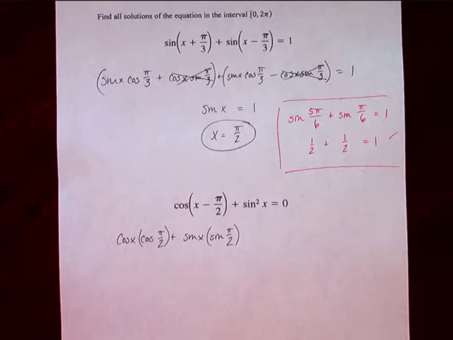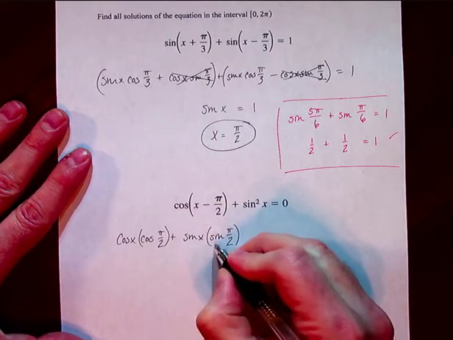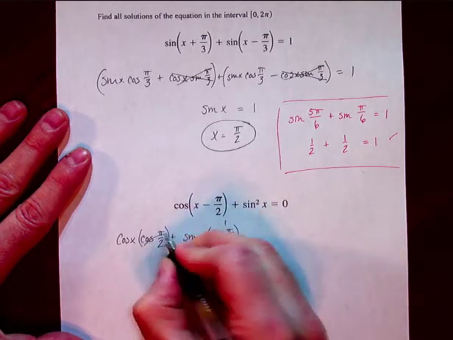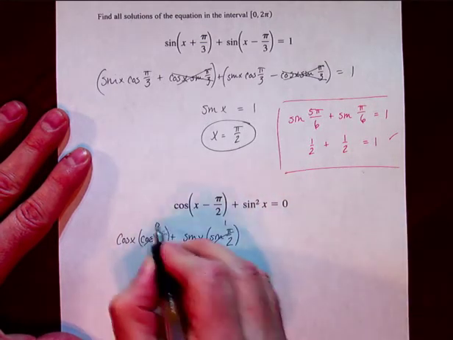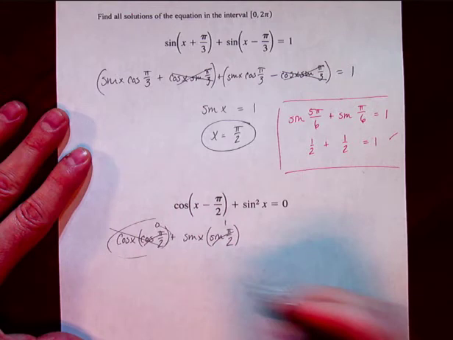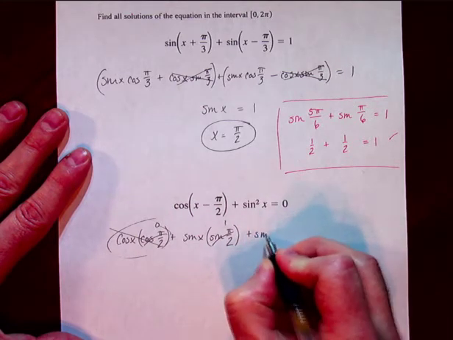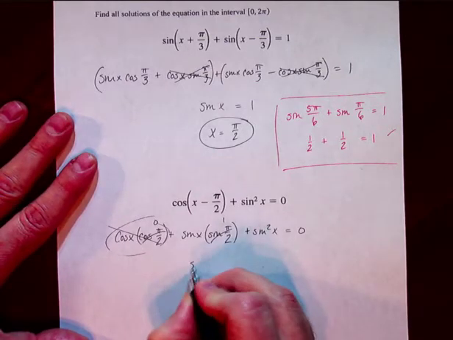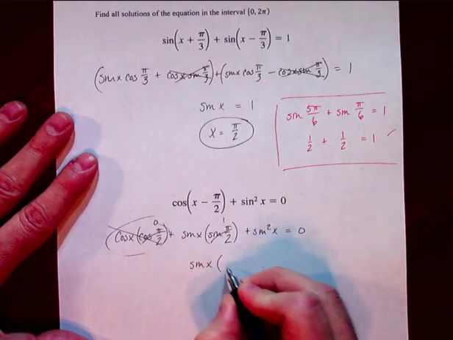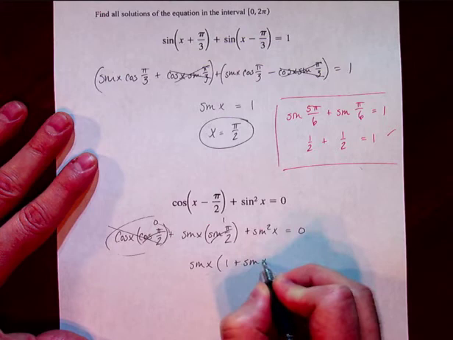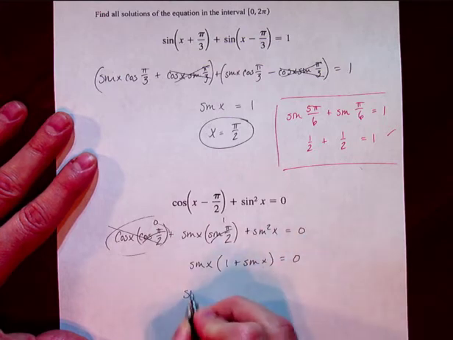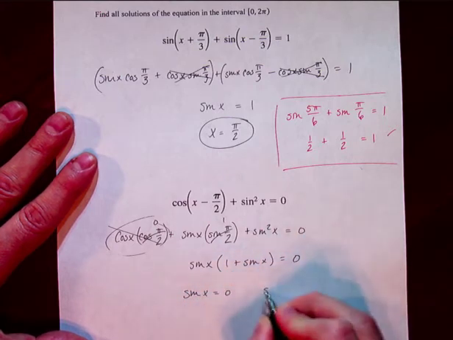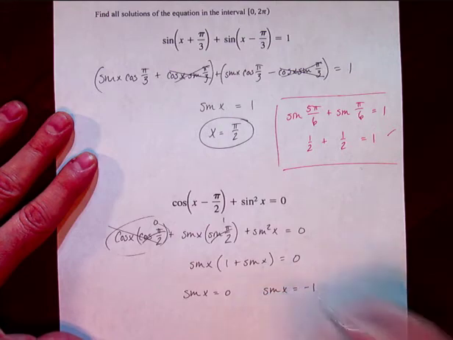Now cosine of pi over 2 is 0. Sine of pi over 2 is 1. So that becomes 1, that becomes 0. So basically this whole term goes bye-bye. And that sine squared, actually, you don't have to do anything with it at all. Now you simply have to factor out the common factor here, and you're left with sine x is equal to 0 and sine x is equal to -1.